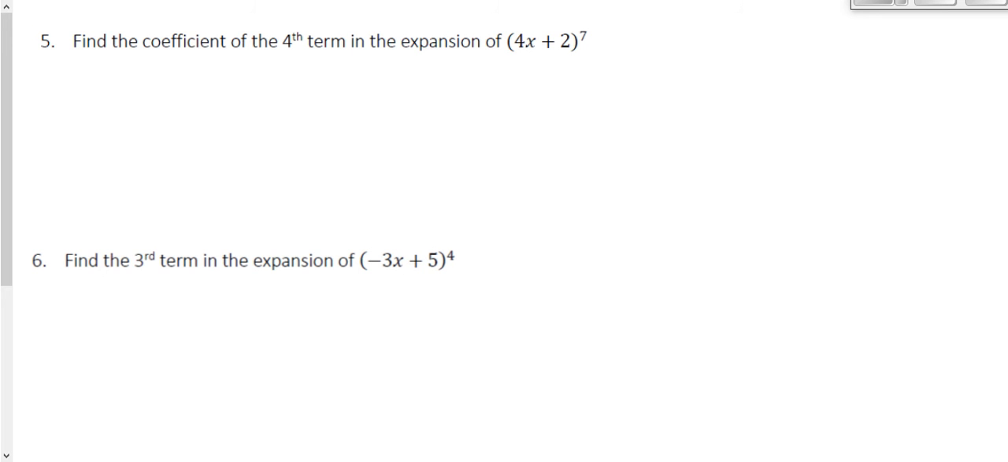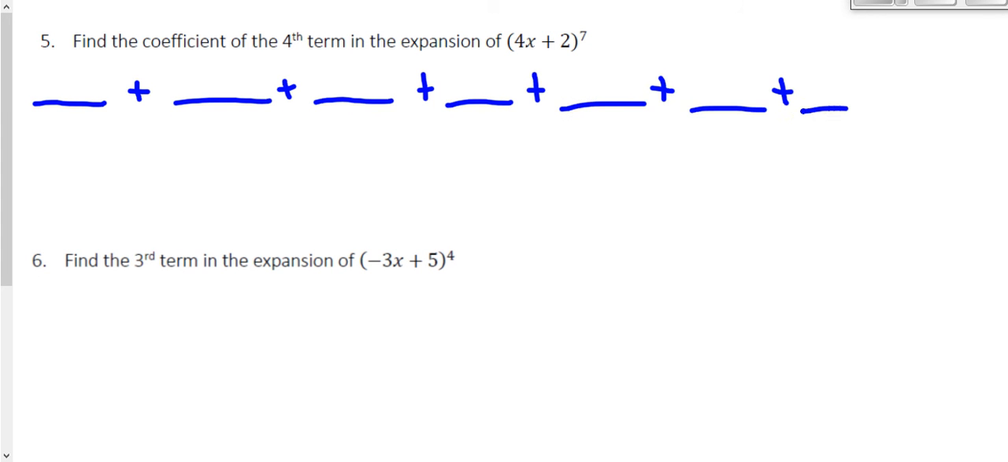So let's go ahead and set up our blanks here. We're going to need 8 terms. 1, 2, 3, 4, 5, 6, 7, and 8. I don't need all of them. The only one I really care about is the fourth term. So I need 1, 2, 3, 4. I need this one. So I'm going to use the other ones as guidelines to help me understand which numbers go here, but the only one I'm going to focus on and simplify is the fourth term.